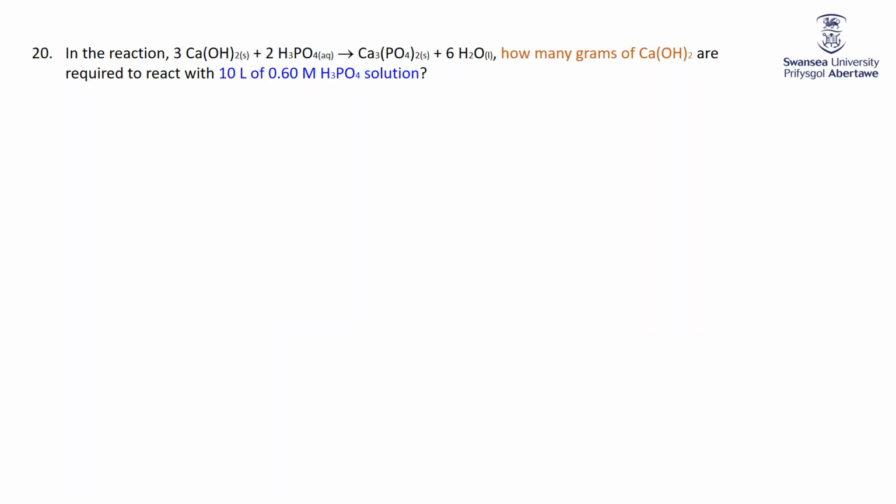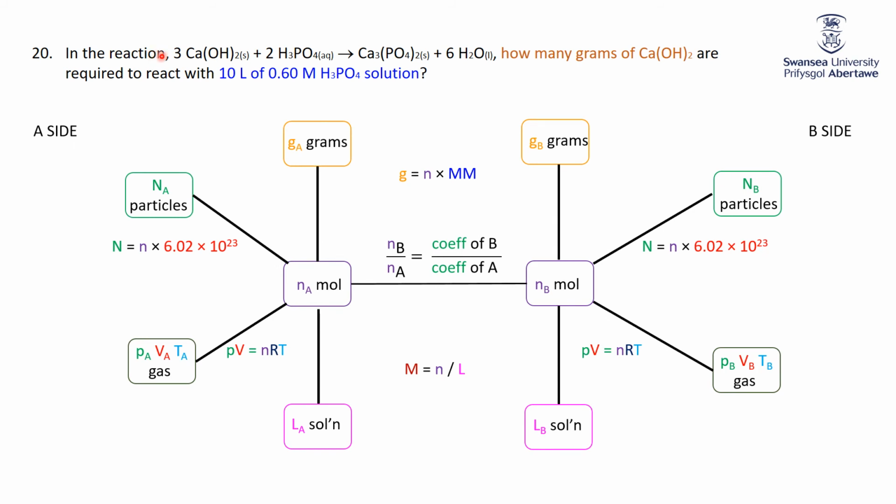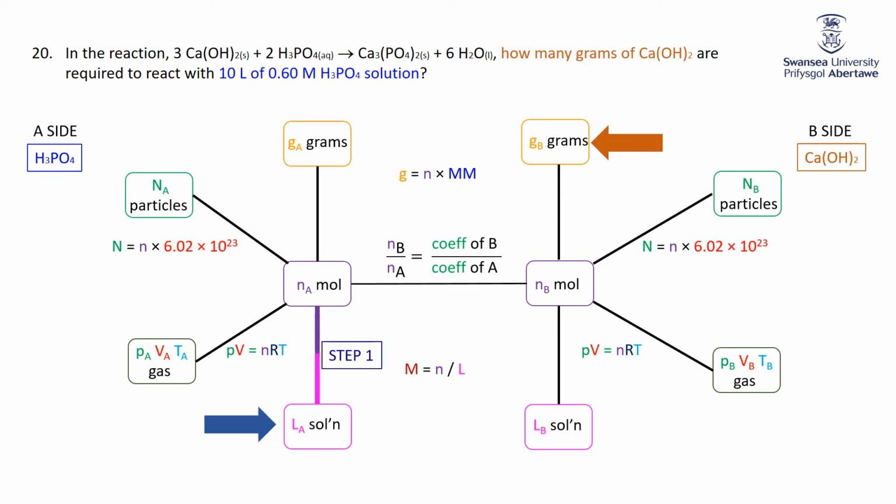Now the solution one. In its reaction, so I've been nice and actually given you the balanced equation. How many grams Ca(OH)2 required to react with 10 litres of 0.6 molar H3PO4 solution? So we know about the H3PO4. We're given litres of a solution, so we're down here. We're asked for grams of calcium hydroxide, so therefore the B compound is calcium hydroxide, and we're asked for the number of grams. So the same steps as in the last question. The information about the solution to moles of the solute, moles to moles, step 2, moles to grams.